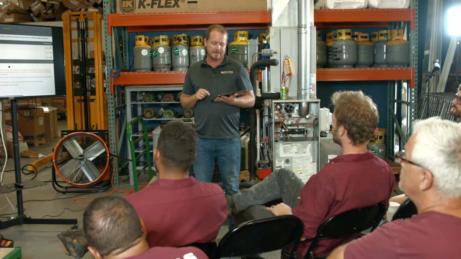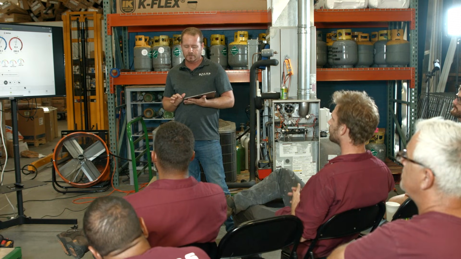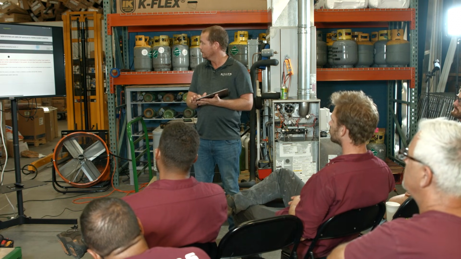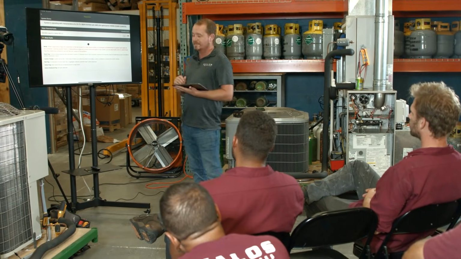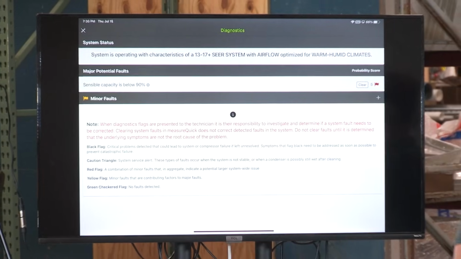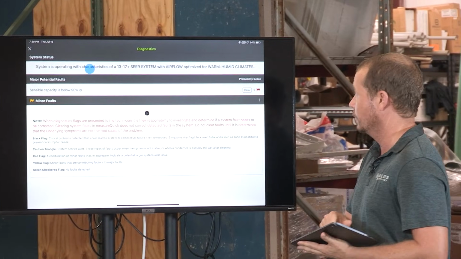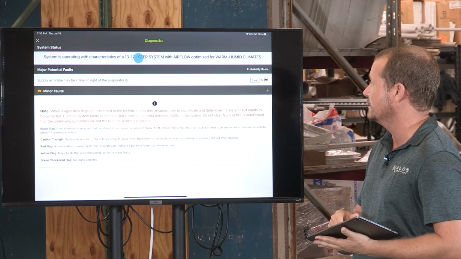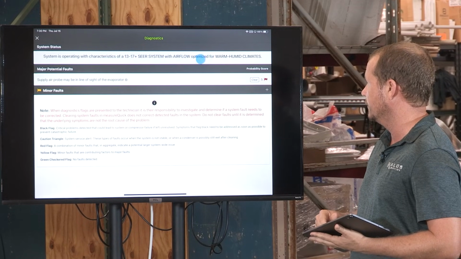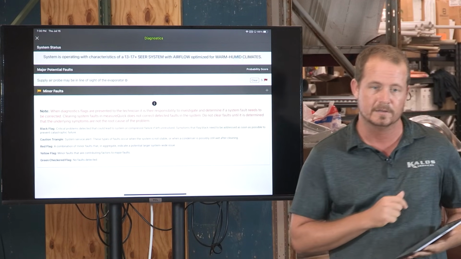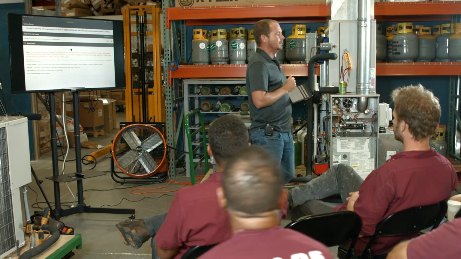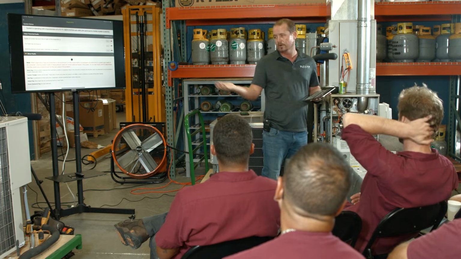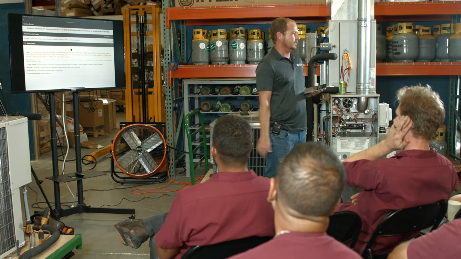When the system is unstable, you can bypass that now, so you can clear the unstable message. System is operating. Okay, so this is the new thing. This is why you can't set airflow now. This is probably what Jim was telling me. System is operating with characteristics of a 13 to 17 SEER system with airflow optimized for warm, humid climates. So rather than saying it's a problem, it's just saying, based on the measurements you're getting, this is what you've got, and sure enough, that's what we've got, so nothing to worry about.